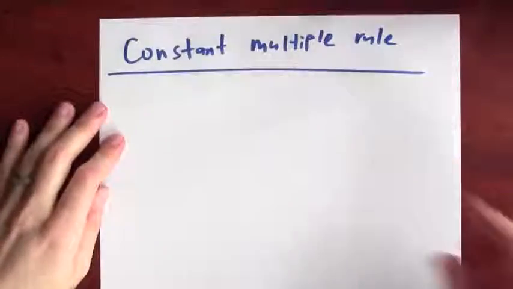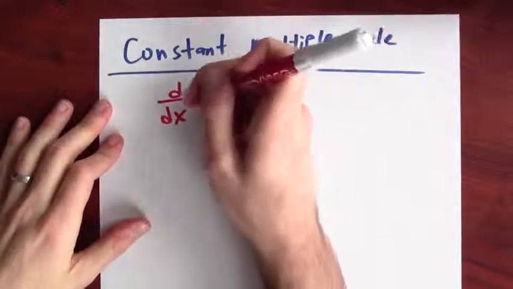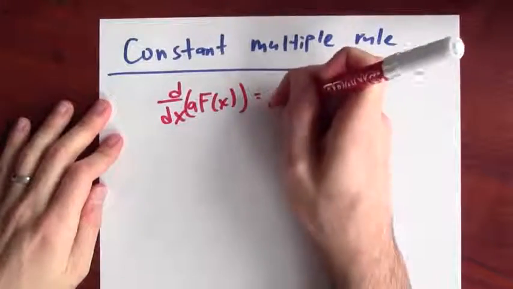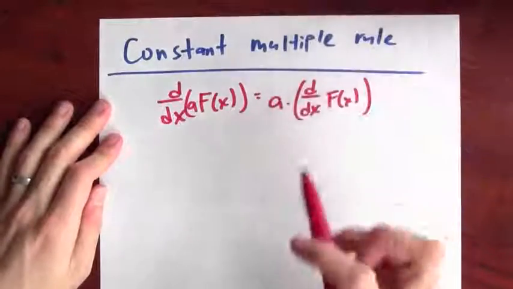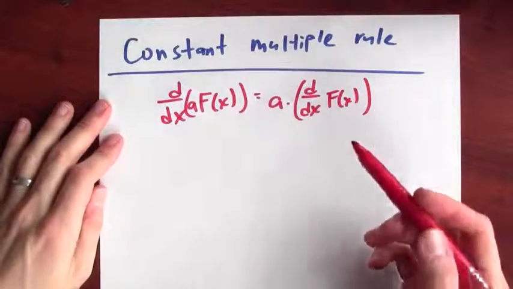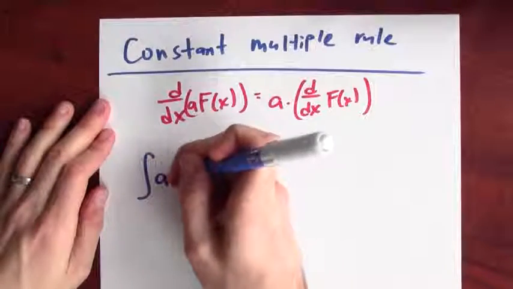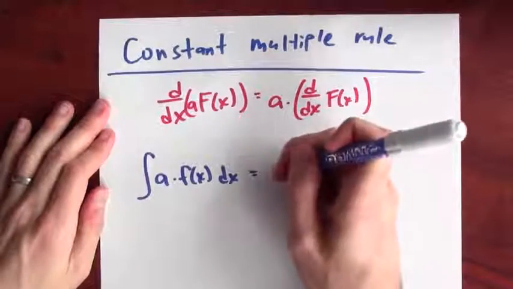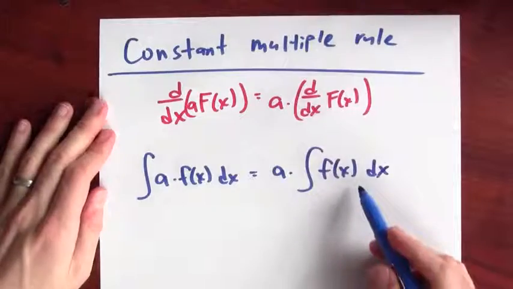So remember what the constant multiple rule says for just differentiation. If I differentiate some number a times some function big F of x, well, that's just a times the derivative of big F of x. Now I can write down the same kind of rule, but for antiderivatives. If I'm antidifferentiating a times little f of x, this is the same as a times the antiderivative of f of x.